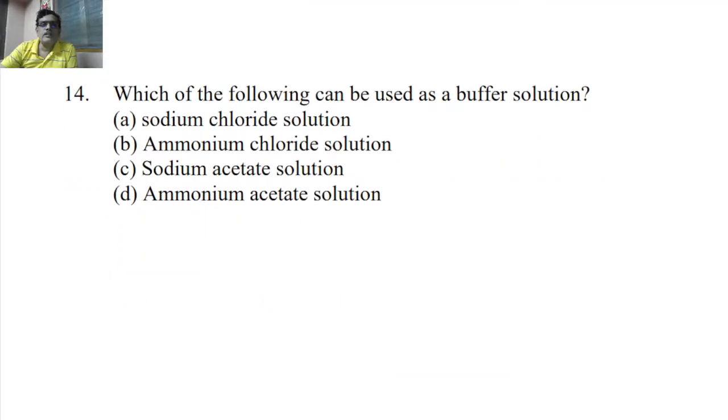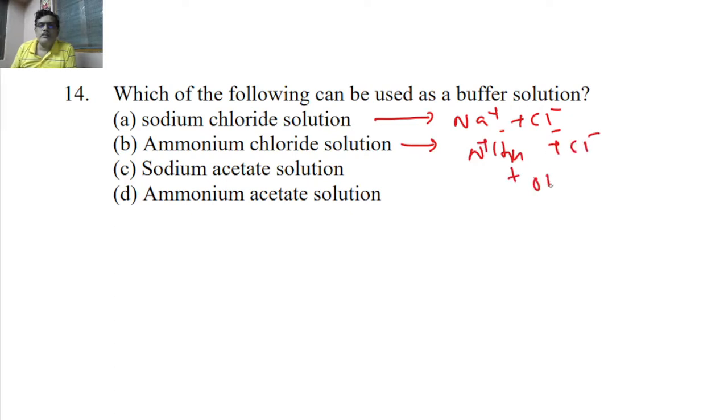Which of the following can be used as a buffer solution? See, sodium chloride on dissociation gives Na plus and Cl minus. They will not combine with the acid or a base to form unionized molecules. Therefore it cannot be the answer. Ammonium chloride is a salt of ammonium and chloride ion. Ammonium ion may combine with OH minus to produce NH4OH, but Cl minus will not combine to produce undissociated molecules. Therefore B cannot be an answer.